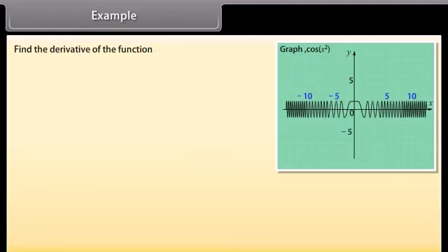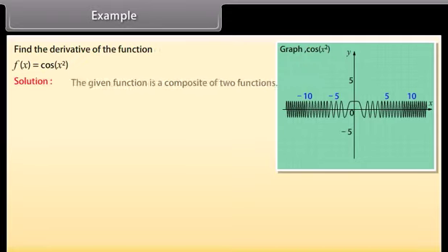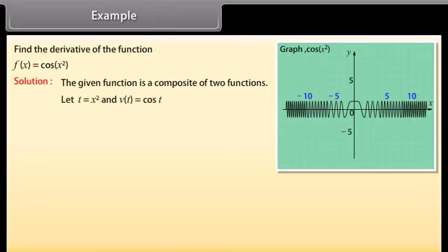Example. Find the derivative of the function f of x is equal to cos of x square. Solution. The given function is a composite of two functions. Let t is equal to x square and v of t is equal to cos t. Differentiating t with respect to x, d by dx of t is equal to 2x.